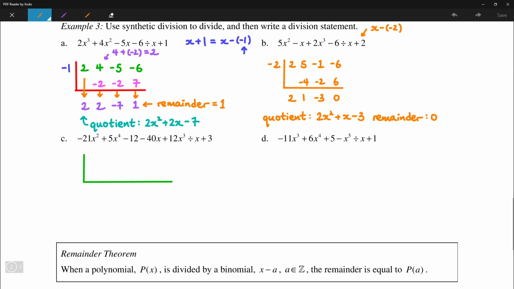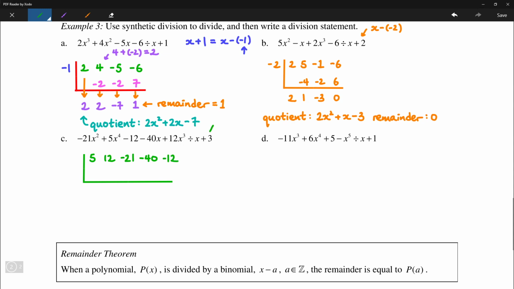Okay, so again, we will sort the coefficients from highest to lowest. The highest power of x here is the 5x to the 4th power, so the first coefficient is 5, followed by 12, then negative 21, then negative 40, and finally minus 12.